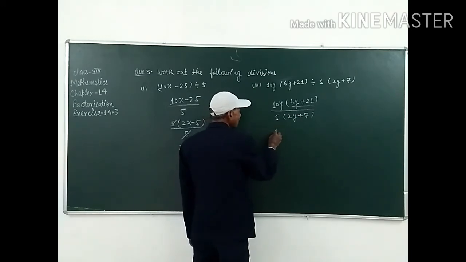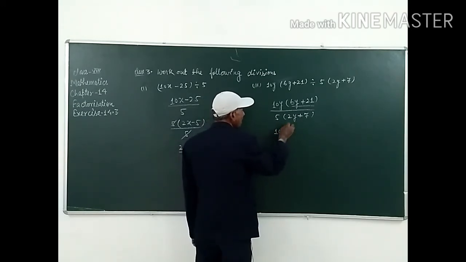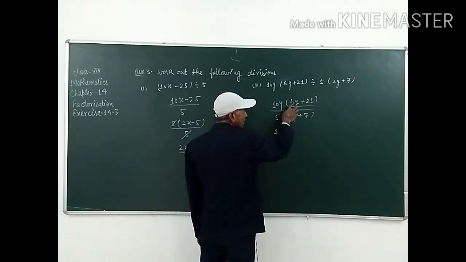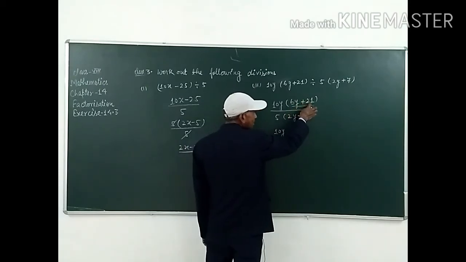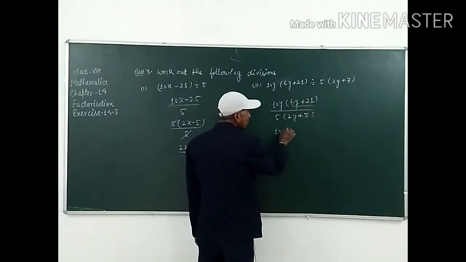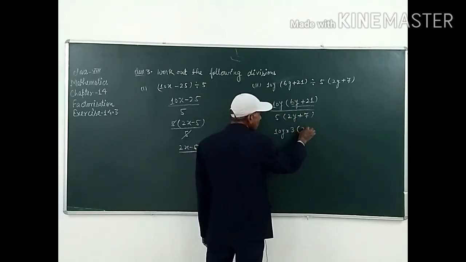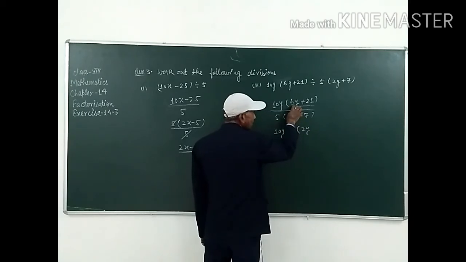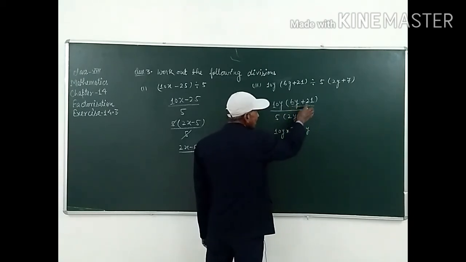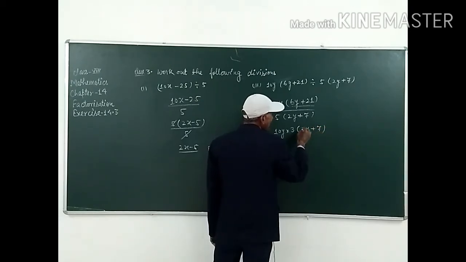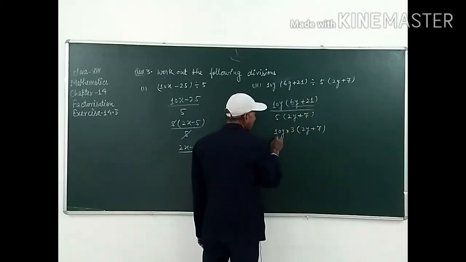So this one will be 10y, and what is common in 6 and 21? That is 3, student, because 6 is a multiple of 3 and 21 is also a multiple of 3. So we have to take 3 as common. So in the bracket, 3 times 2 is 6, so 2y will remain in the first part, and 3 times 7 is 21, so plus 7 will remain in this second part.